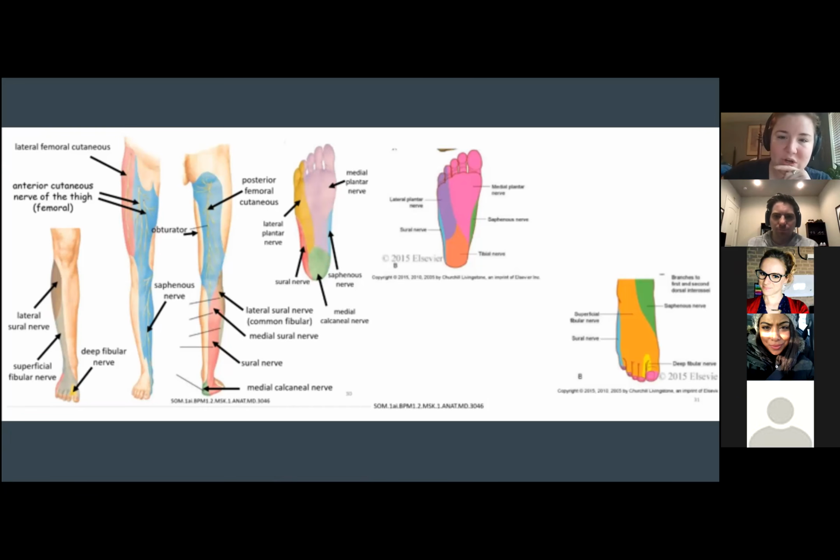So please make sure you know all of your cutaneous innervation. It will show up pretty heavily on the exam. So draw it out however it makes sense to you. Draw on yourself if you like whiteboarding like I do. But that is my last question for you guys.